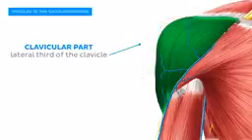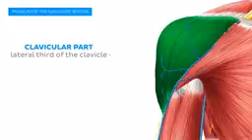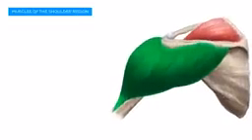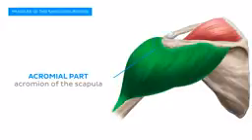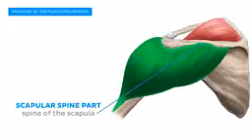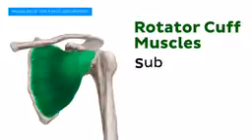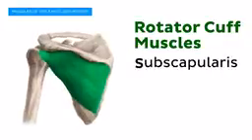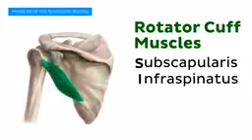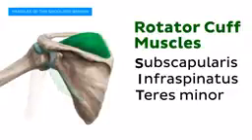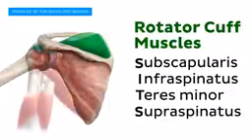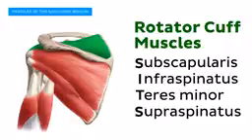We identified its 3 parts, which were the clavicular, acromial, and spinal scapular parts. We then looked at 4 muscles, which together form the rotator cuff group. These included the subscapularis muscle, the infraspinatus muscle, the teres minor muscle, and finally the supraspinatus muscle. Don't forget that these muscles can be remembered using the mnemonic SITS.